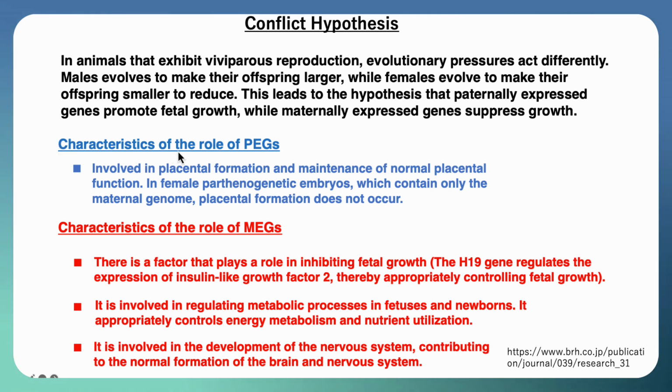Typical roles of PEGs include involvement in placenta formation and maintenance. Typical roles of MEGs include suppressing fetal growth, regulating metabolic processes in fetuses and newborns, and contributing to the development and normal formation of the nervous system and brain.